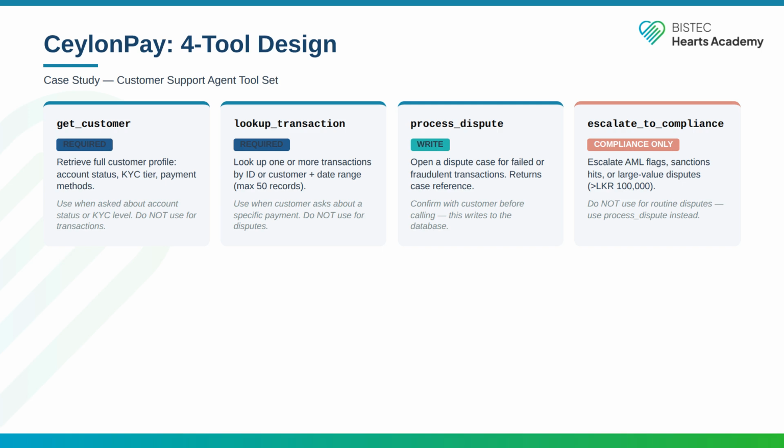It supports 2 distinct modes: a single record lookup by transaction ID, or a batch lookup by customer ID plus a date range returning up to 50 records. The description explicitly tells Claude when to prefer this over get customer. The process dispute tool is a write operation. It has side effects. It inserts a record into the disputes table.